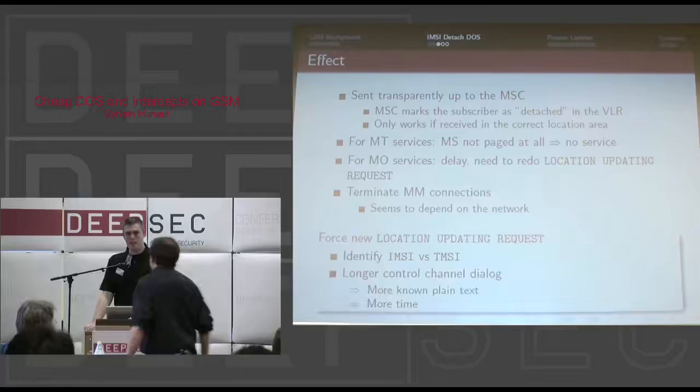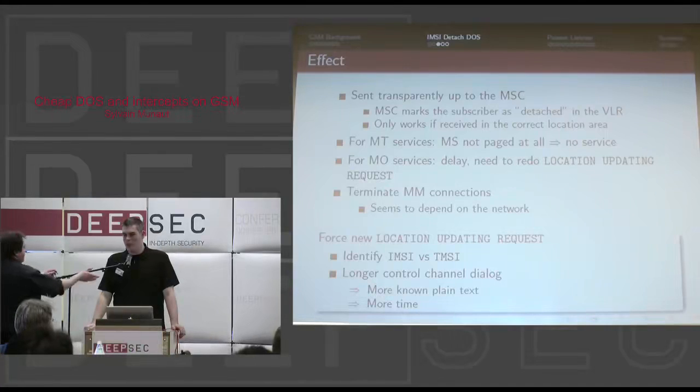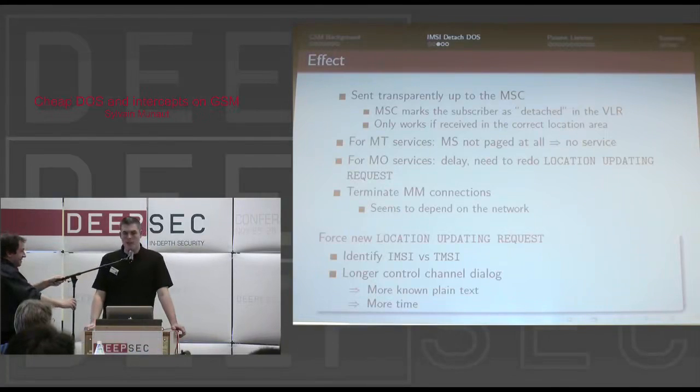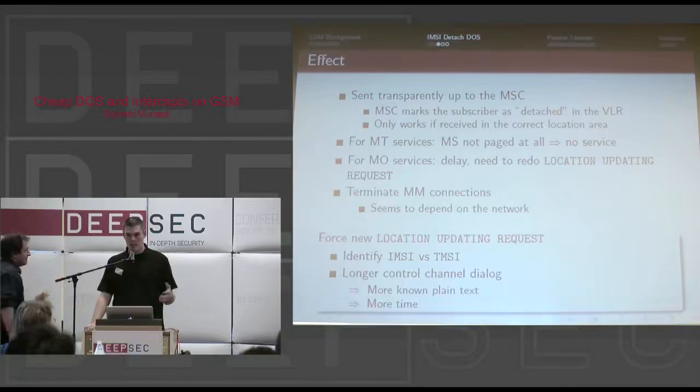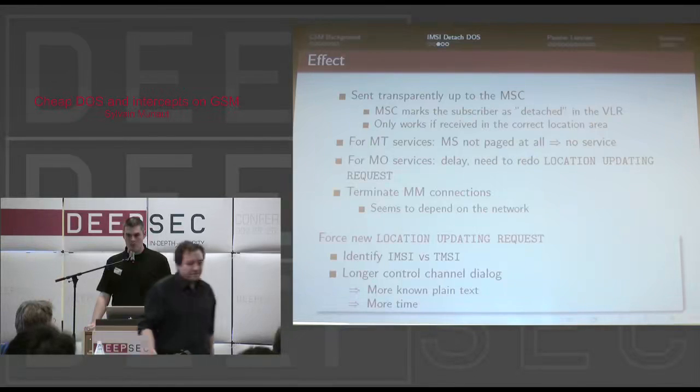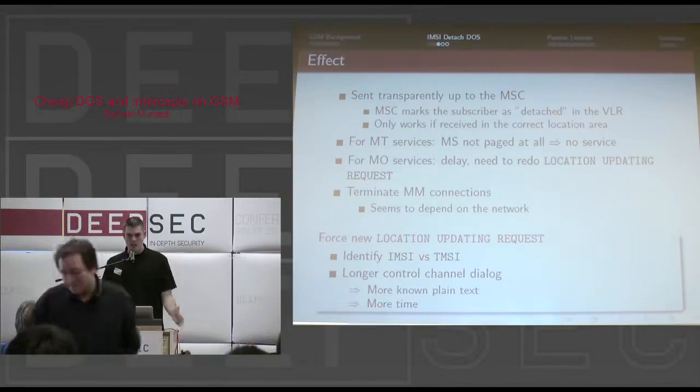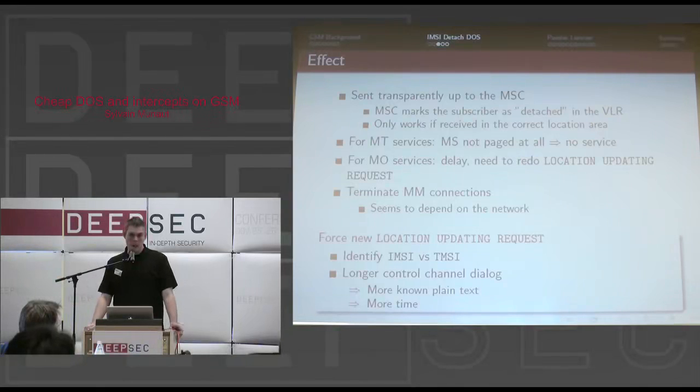The spec says that in theory, the MSC should terminate all MM connections. That is, if a connection is currently active, it should shut it down immediately. This seems to depend on the network. On my home network in Belgium, that's what it does. If I send an IMSI detach while I'm in a call, the connection is cut instantly. Here on T-Mobile, it just does nothing. So apparently, this depends on the network.